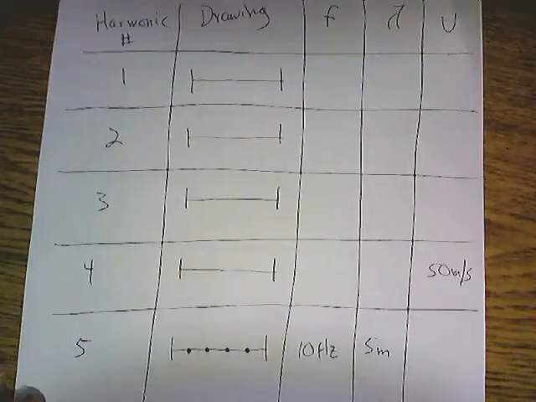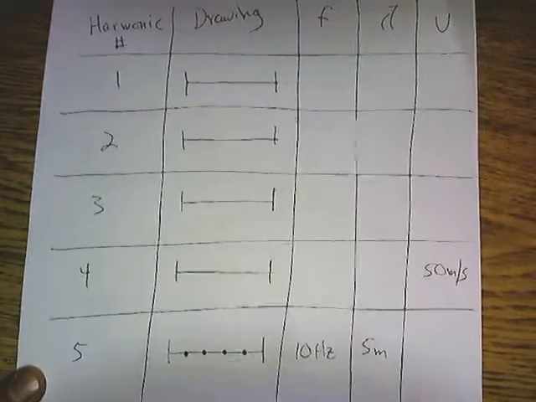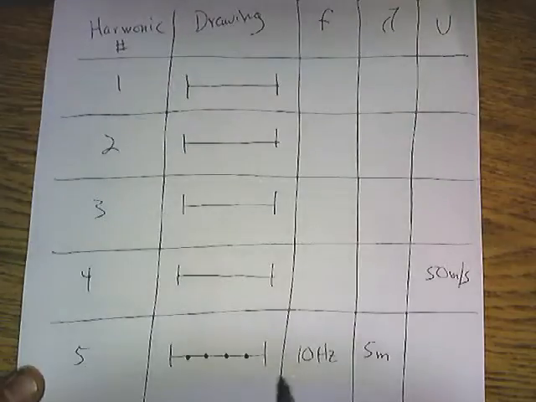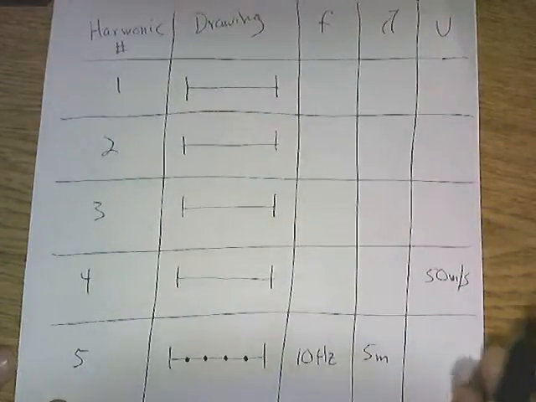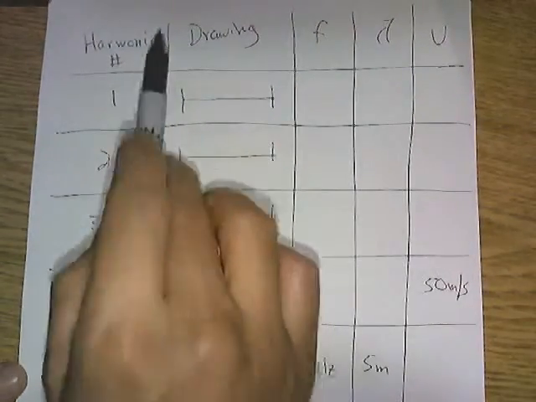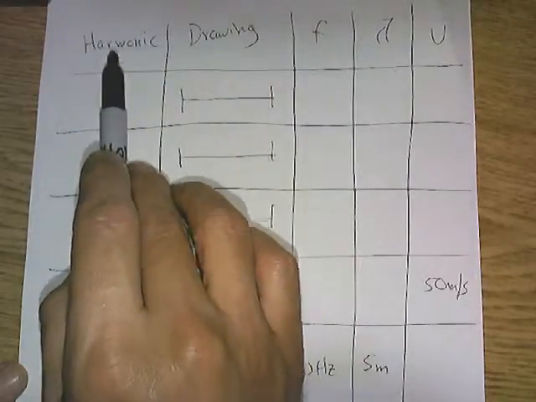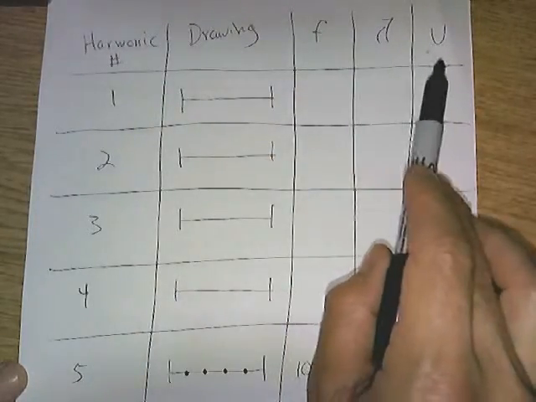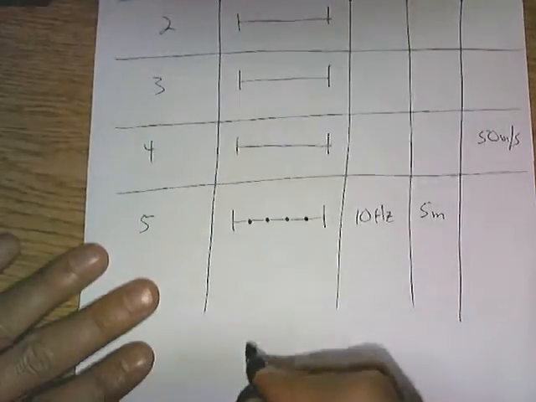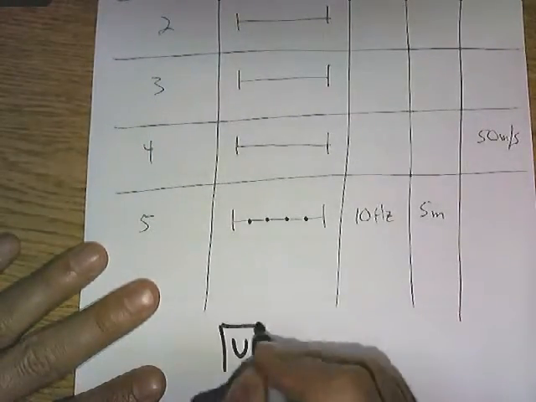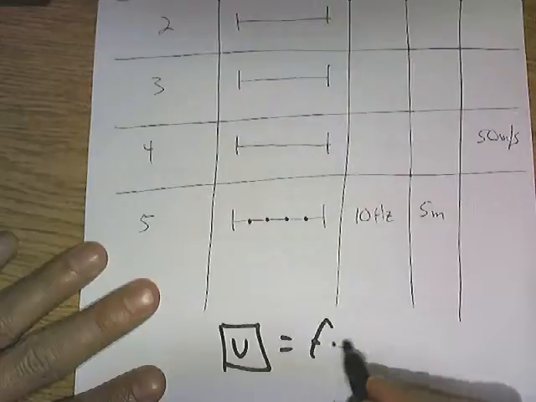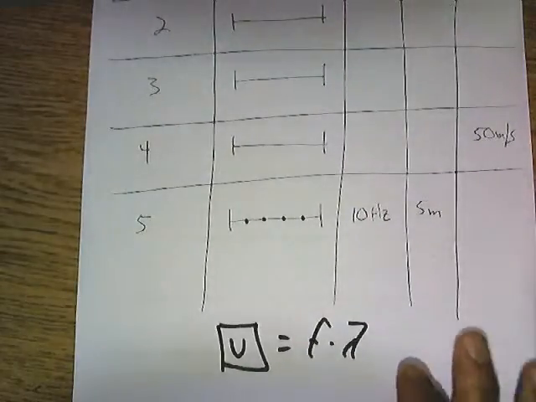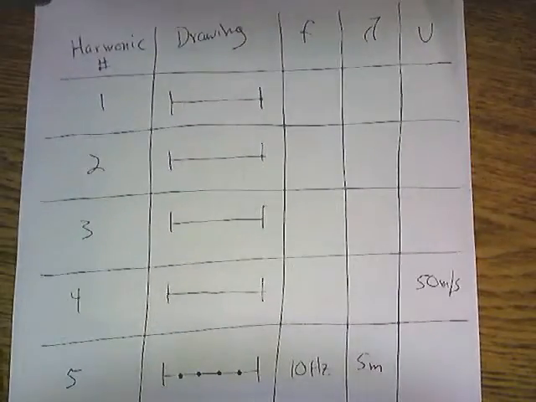Alright, I'm going to talk you through how to do a practice problem we've done in class, and here goes. I gave you information for standing waves, and we know that we're going to set them up like the harmonic number. Here's going to be the drawing, frequency, wavelength, and wave speed. And I think what we're trying to illustrate to you is that the wave speed is going to continue to stay constant. It's going to equal frequency times wavelength, and we'll continue coming back to this.